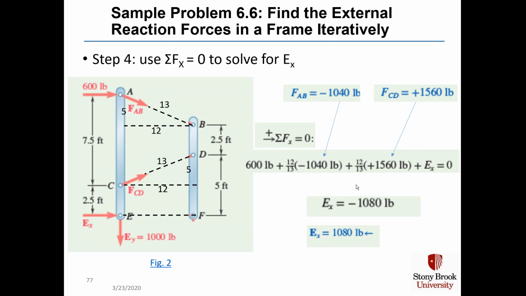In step 4, we're going to sum the x forces equal to 0, and we can solve for E sub x. We know that 600 pounds is pointing to the right, so that's a positive. We take 12/13 of F_AB, which is minus 1040, and we take 12/13 of F_CD, which is plus 1560, and add that to E_x. And solving that algebraic equation, we see that E sub x is minus 1080, so that it's really pointed to the left as opposed to what is in this diagram pointing to the right.